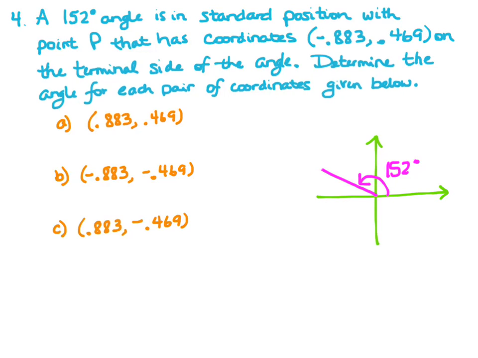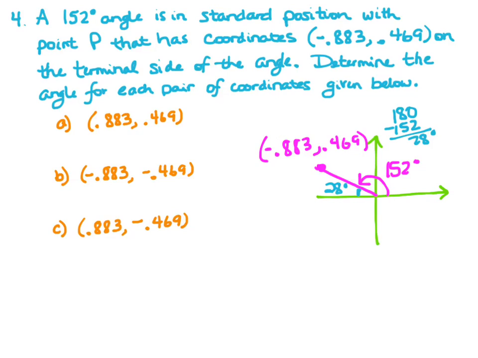And we have a point out here on this angle that has these coordinates, negative 0.883, 0.469. And we're trying to figure out which angles go with these other coordinates. And notice the numbers match. The only difference here are the signs. And so what I'm looking for is my reference angle. My reference angle would be this angle right in here. And I can determine that by subtracting 152 from 180. 180 minus 152 is 28 degrees. And so that's my reference angle.